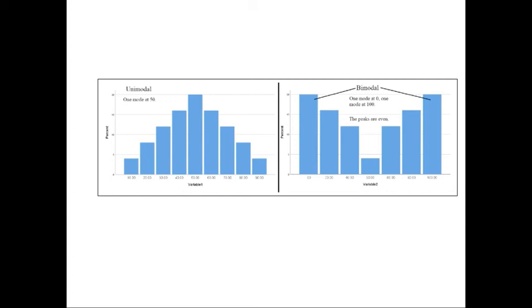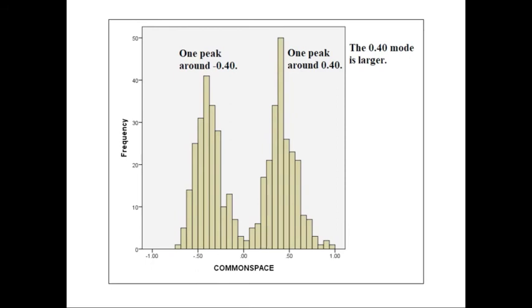Here's an example of a graph that is unimodal, with one mode at 50. There is one clear peak. Here's an example of a bar graph that is bimodal, with one mode at 0 and the other at 100. These are two distinct peaks, and the peaks are about the same size. Here's an example of a histogram that is bimodal, with one mode around negative 0.4 and one around positive 0.4, and the positive 0.4 mode is larger.